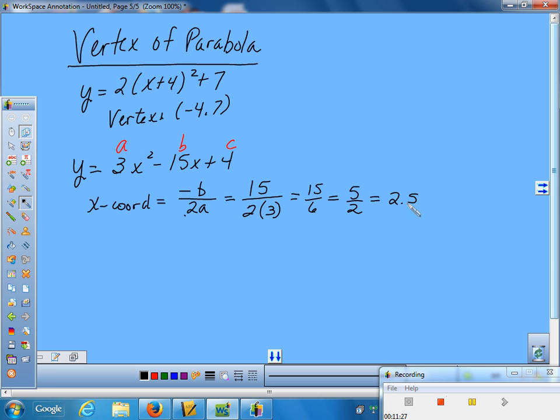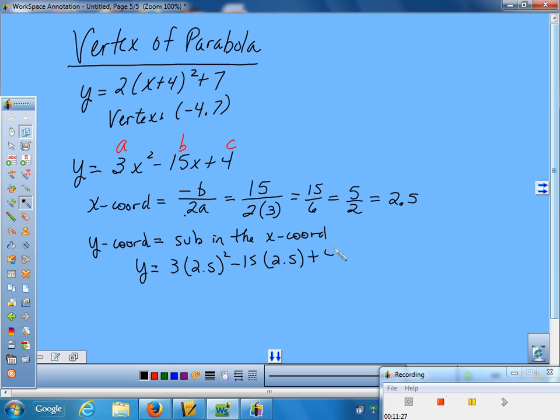Okay, you know the x-coordinate of the vertex. How can you get the y? Yeah. To get the y-coordinate, plug it in. Hey, why are you putting 2.5? 5 halves is 2.5. 5 divided by 2 is 2.5. Okay. So when you want the y-coordinate, you literally just have to take your equation and go, what's 3 times 2.5 squared minus 15 times 2.5 plus 4. You get out your handy-dandy calculator and you crunch a number.